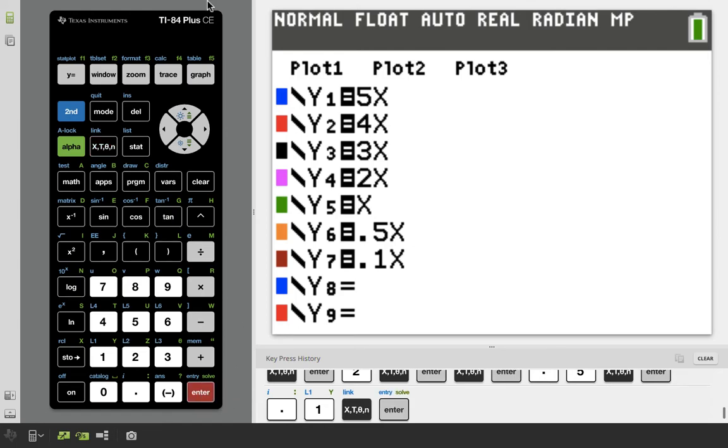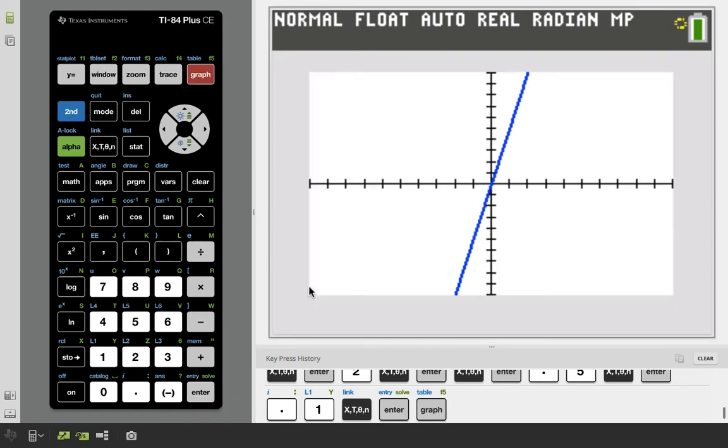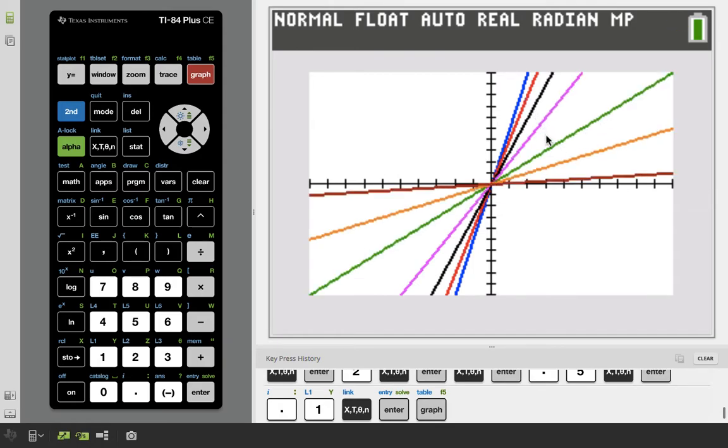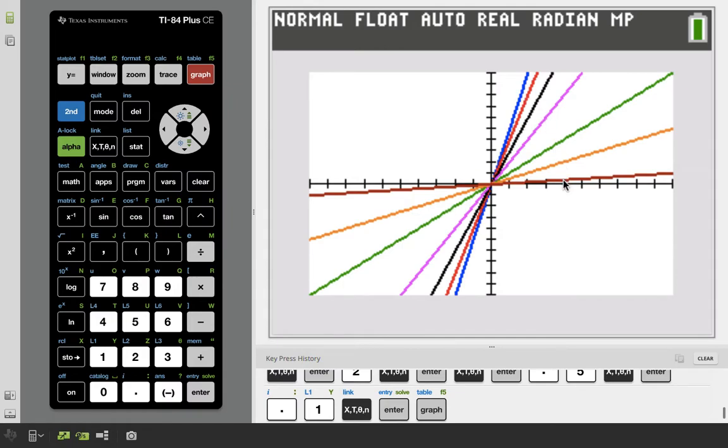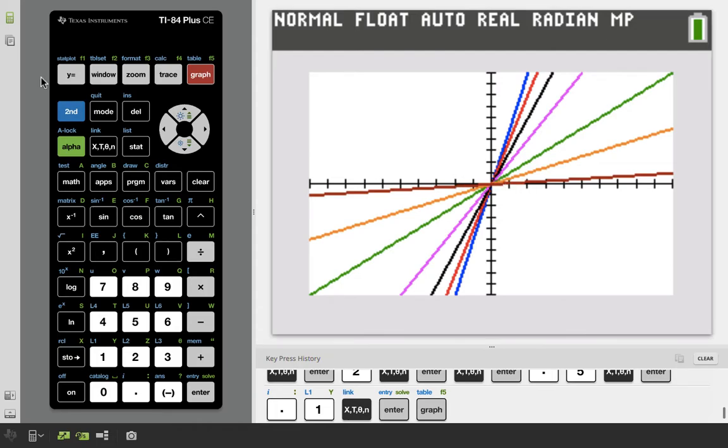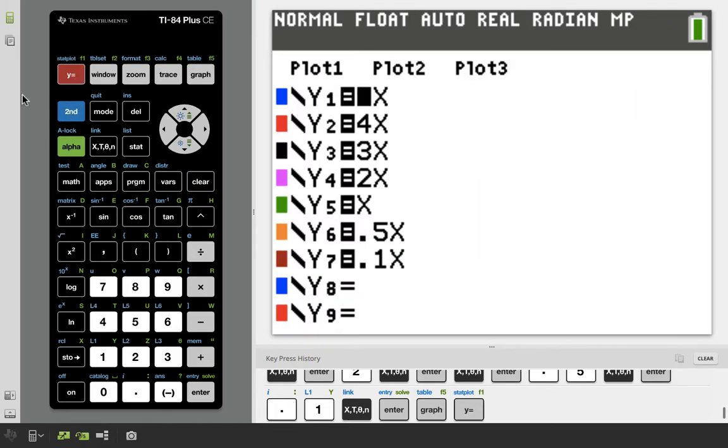All right, so I got 7 different graphs. Let's take a look at them. So less steep, less steep, less steep, less steep, less steep, less steep, less steep. Okay, good. So as my number goes down, it gets less steep, and a 0 slope is straight across just like the x-axis. Now, it looks just slightly different whenever we have negatives.